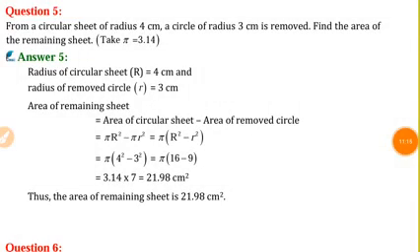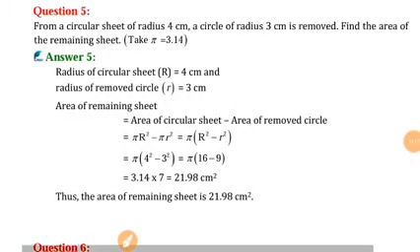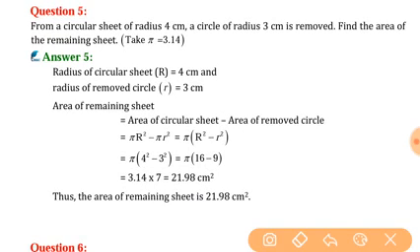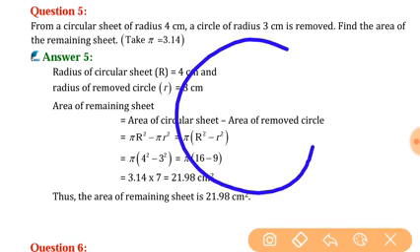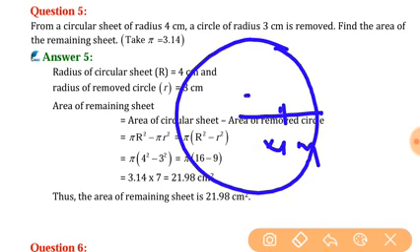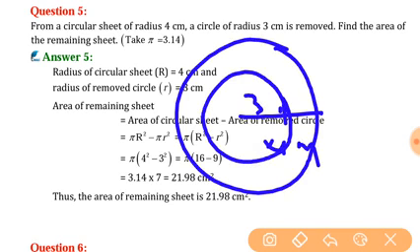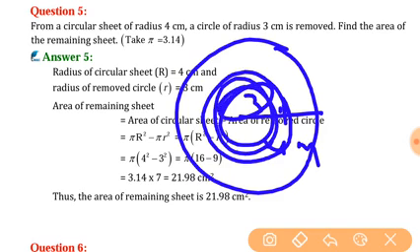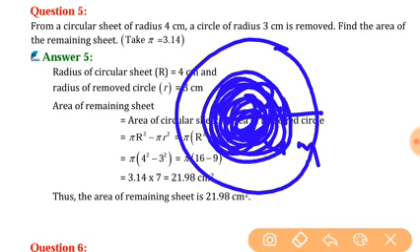From a circular sheet of radius 4 cm, a circle of radius 3 cm is removed. Find the area of the remaining sheet. See here, one circular sheet with radius 4 cm is there. In this, a circle of radius 3 cm is removed. Removing means this full area we have to remove. So find the area of the remaining sheet, how much is remaining.